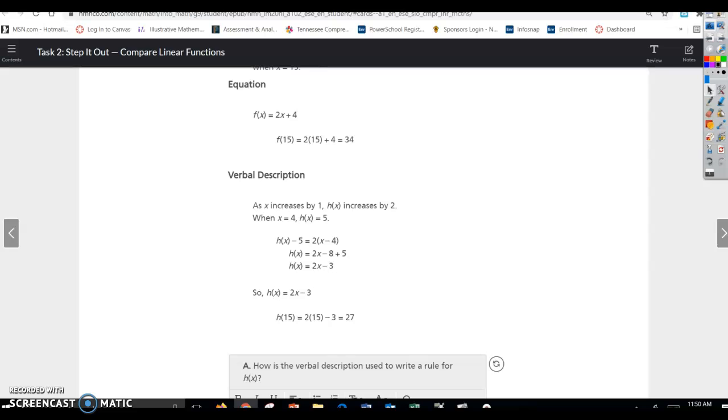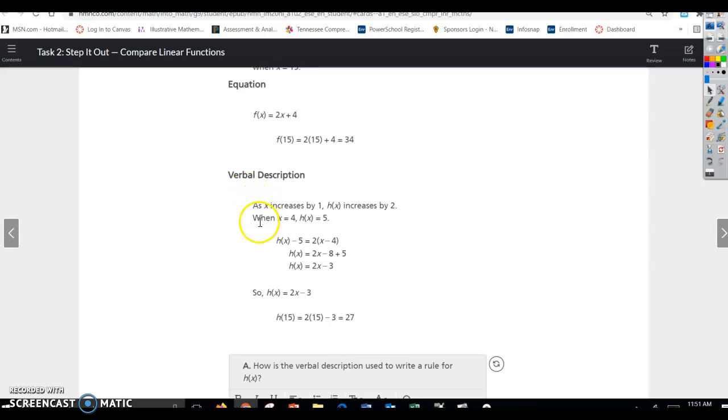All right, so the first one gives us an equation. They give us an equation. All we have to do is substitute the 15 in for x. 2 times 15 is 30, plus 4 is 34. So this one's very easy to find, very straightforward.